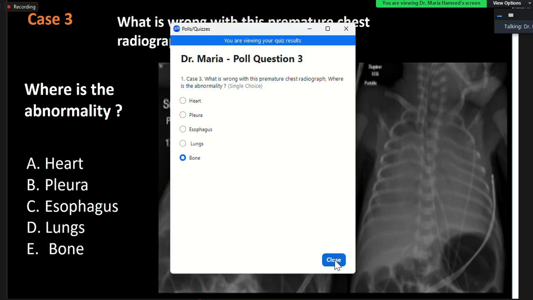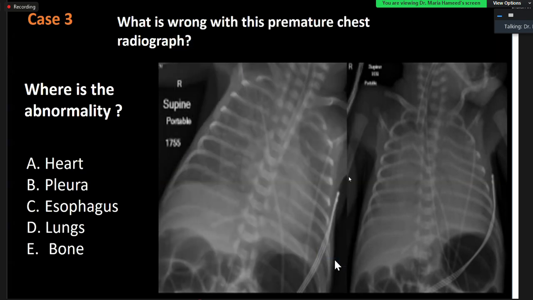Good. So now many of you are thinking that the heart is abnormal, and 30% of the audience is thinking that it's the esophagus. Oh, great. So big applause for those who have selected the esophagus. So esophagus is the right answer.